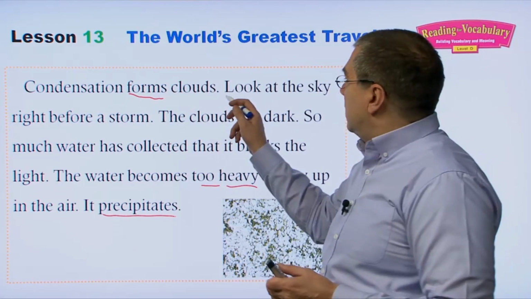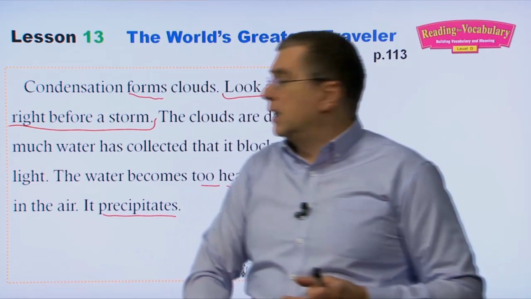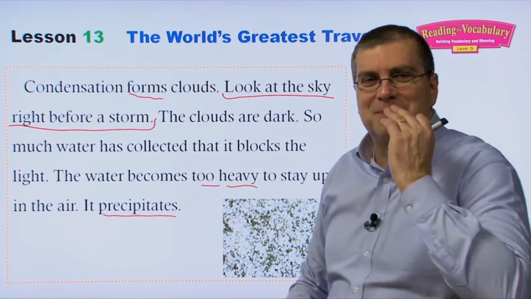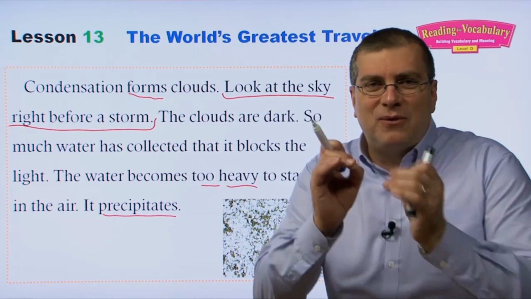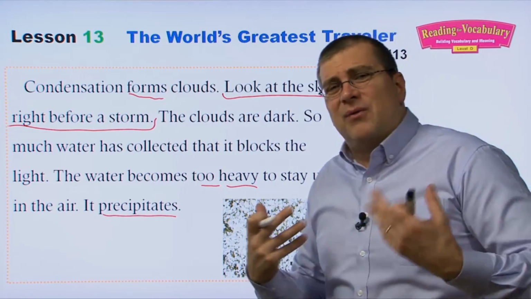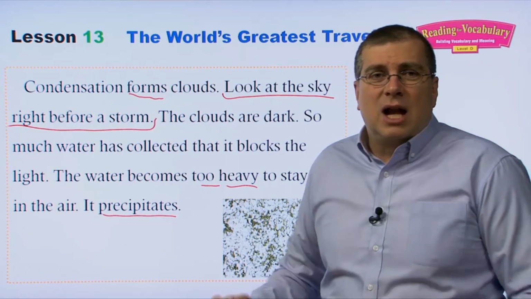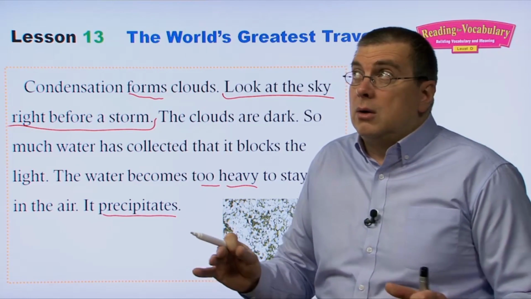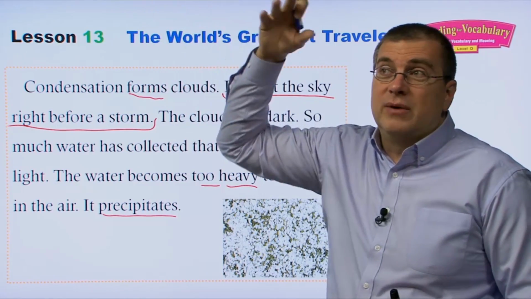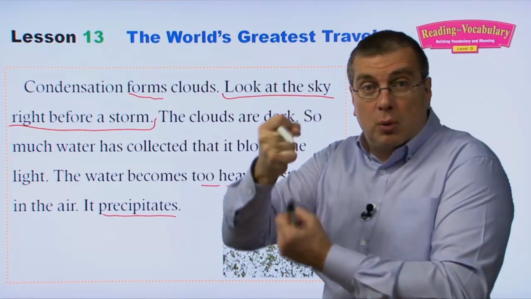So what they're saying here, this is like a command: look at the sky right before a storm. Just before a storm, you look in the sky, the clouds get dark. Actually, it's kind of a feeling we have. If we're outside and it's a sunny day and all of a sudden it gets dark, we're like, uh-oh, it's going to rain, right? Because the dark clouds are moving in. We say, let's go inside or let's get our umbrella, right?